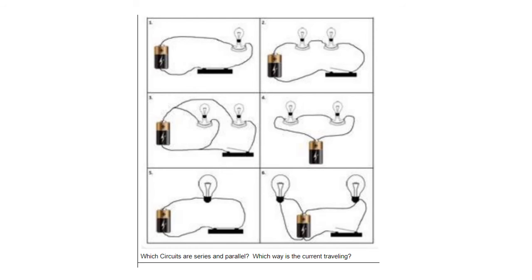Okay, which circuits are series and parallel? This is series. We'll do the current in a little bit. This is also series. Don't worry about the switch right now. This is parallel. This is series, because there's one path. This number 3 here has two paths. You could go through either light bulb. This is series. This is parallel.